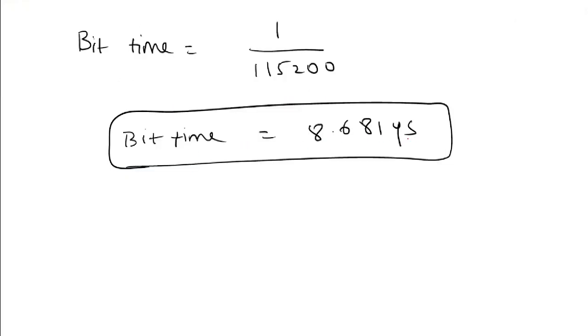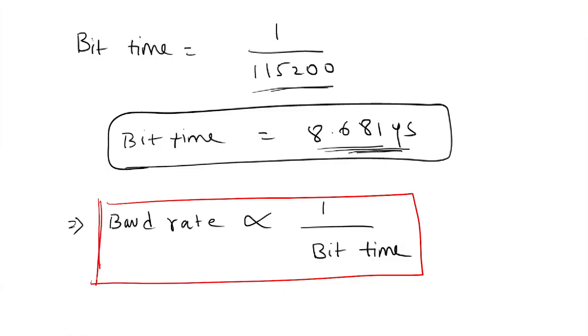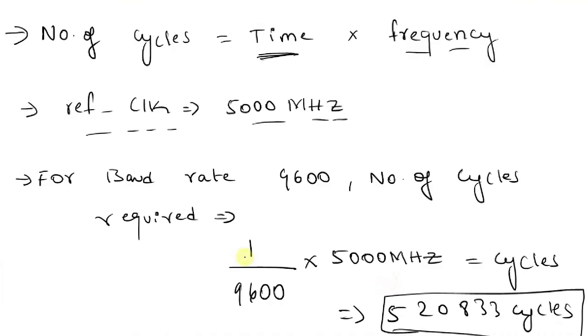8.681 microseconds, like this you are getting the bit time. So this is about the bit time. Bit time is 1 by baud rate. It's the reciprocal of baud rate. So baud rate and bit time, how are they related? Baud rate is inversely proportional to bit time. This you need to remember.